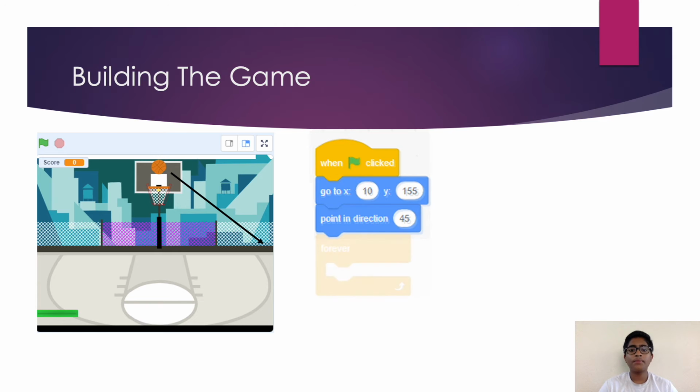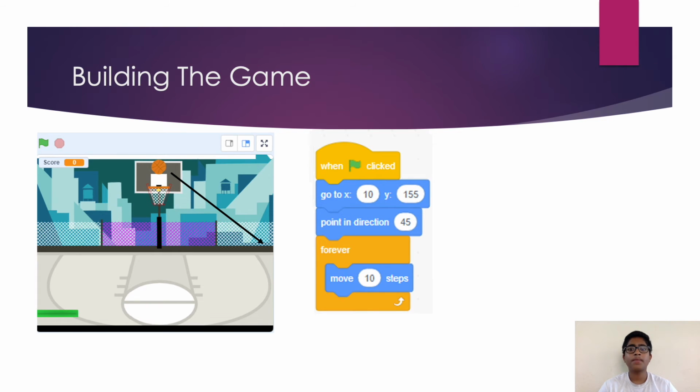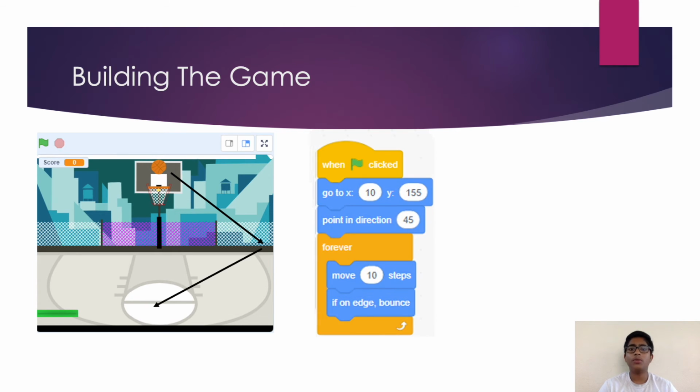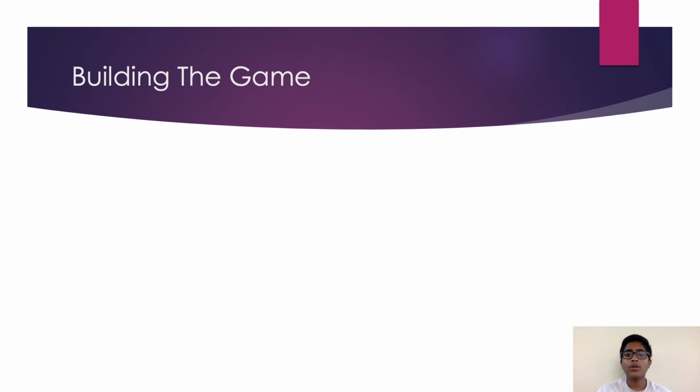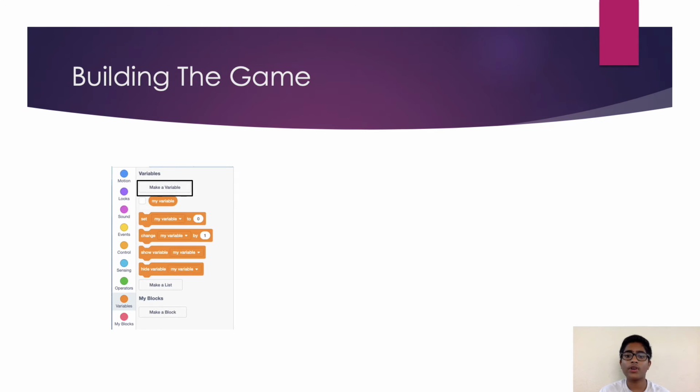And forever it will move 10 steps, and if it's on the edge, it will bounce. Now we are going to program the game so that it adds a point every time the basketball goes into the hoop. So first we're going to need to create a variable by going into the Variables tab and clicking Make a Variable. And you're going to have to name it Score.